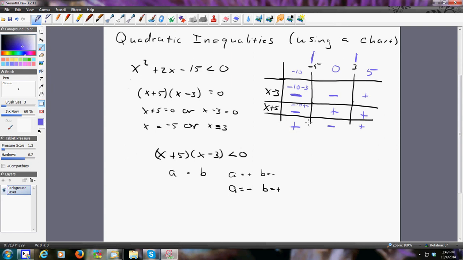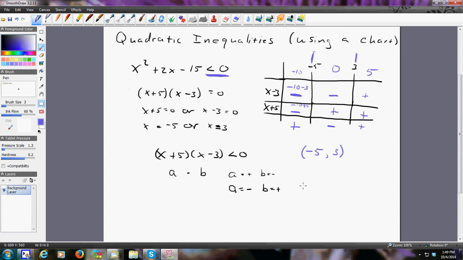So now, using that information, I take a look and I say, well, I want it to be less than 0. I want my quadratic to be less than 0, which only happens between -5 and 3. And here's the other thing that's important to notice. It's less than.